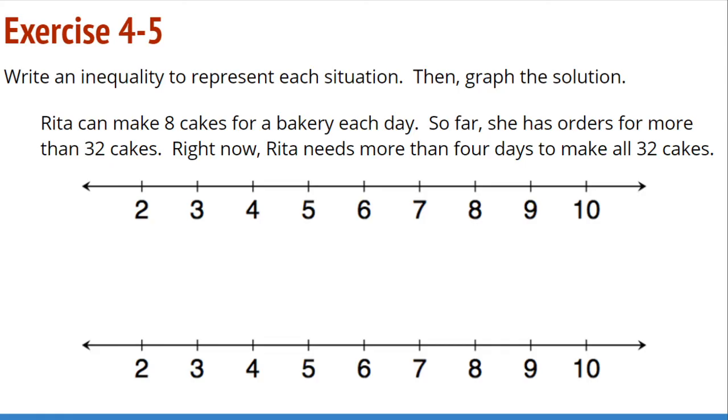Let's see. I'm going to use this first number line for this problem right now. She has orders for more than 32 cakes. Right now, Rita needs more than 4 days. She's going to need more than 4 days. Her number of days is greater than 4. There's the first part of the problem.